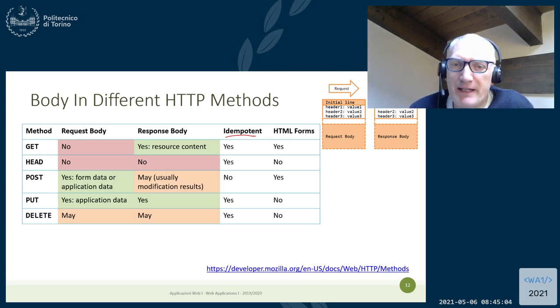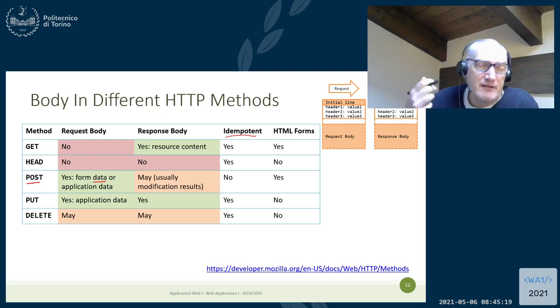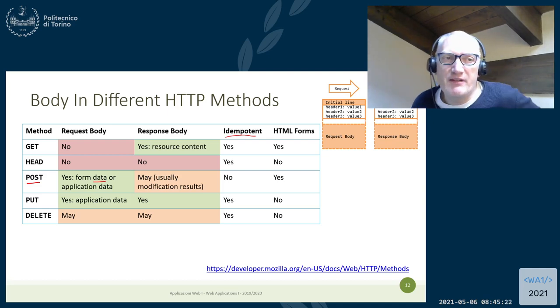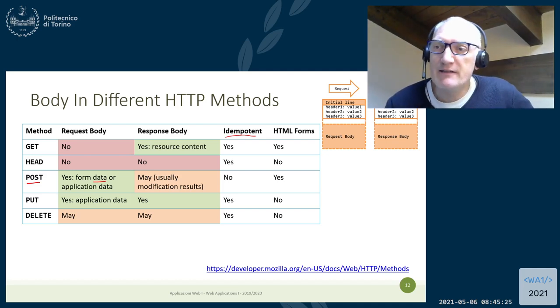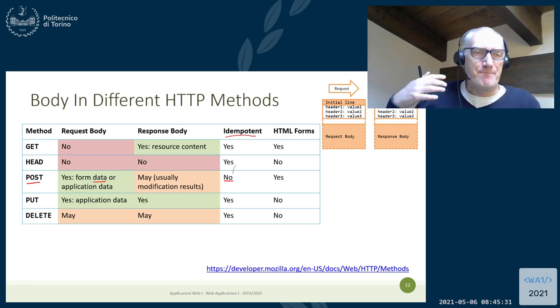On the contrary, when we're using POST, usually we are sending data from the client to the server. So in the request, we must send this data in the body, and we are not usually expecting anything back, or maybe we can have something back, but it's not required. In this case, POST requests are not idempotent in the sense that if I send a POST message a second or a third time, I will be changing the state of the server every time. So sending a POST once or twice will normally have different results.